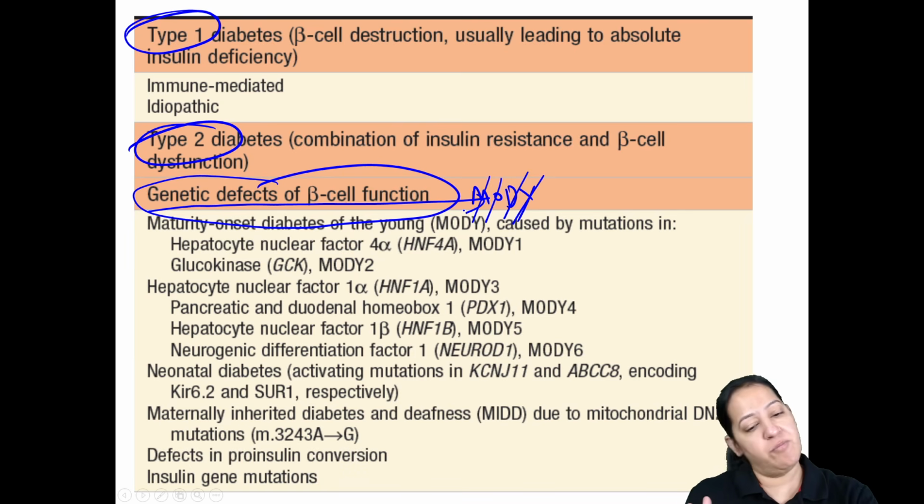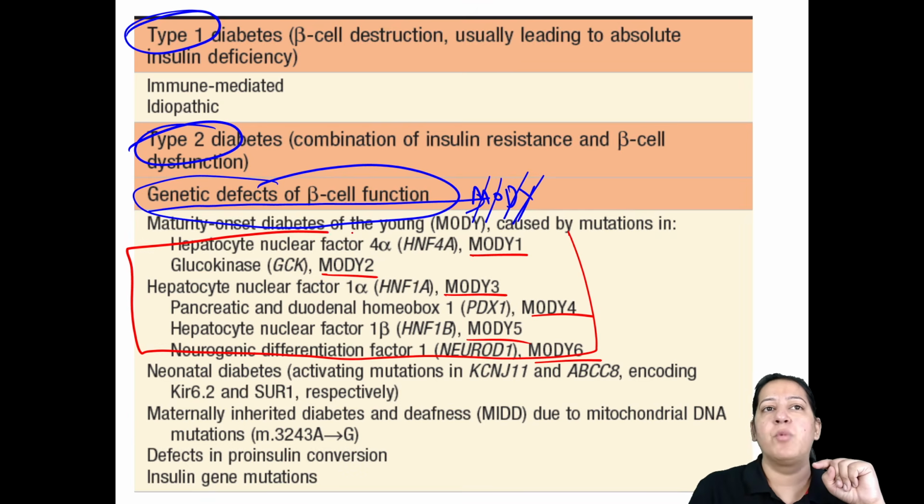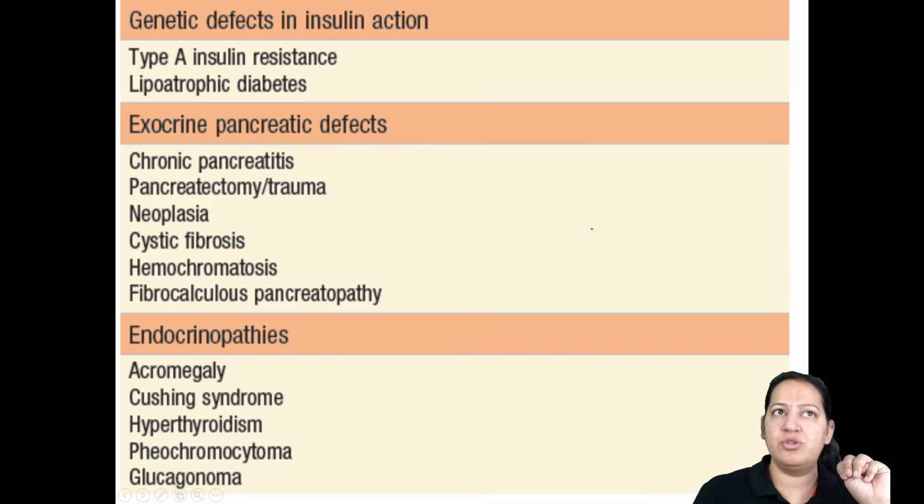There are 6 types of MODYs. I will teach you all: MODY 1, MODY 2, MODY 3, MODY 4, MODY 5 and MODY 6. I will teach you the various enzymes which are defective in these MODYs. So these are the maturity onset or genetic defect diabetes. I will teach you this also.